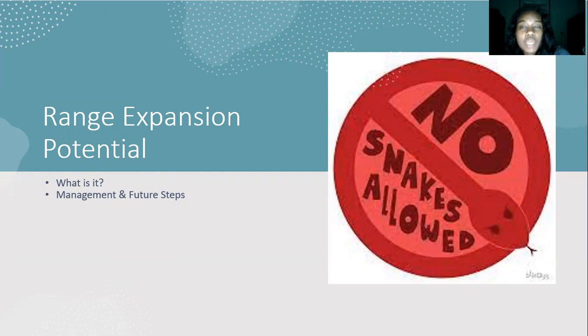Cooler temperatures may pose a threat to Burmese pythons because in their native homeland, Southeast Asia, the temperatures are generally stable and support their normal activity throughout the year. So what would scientists do with this information? Predicting range expansion potential can help determine the breadth and magnitude of the Burmese python's impact beyond South Florida.